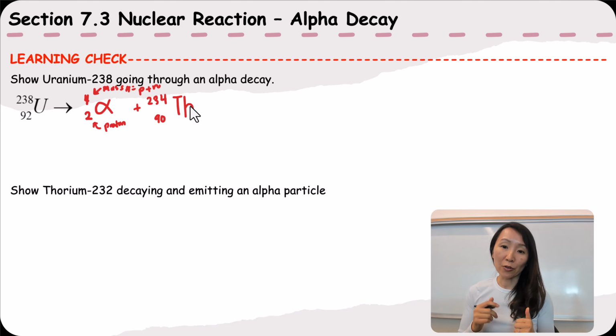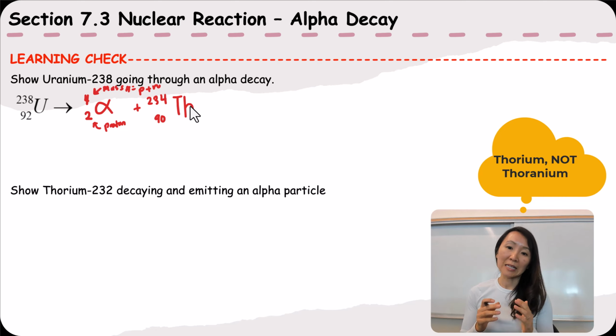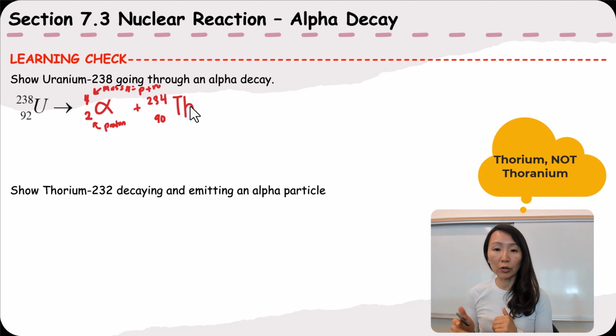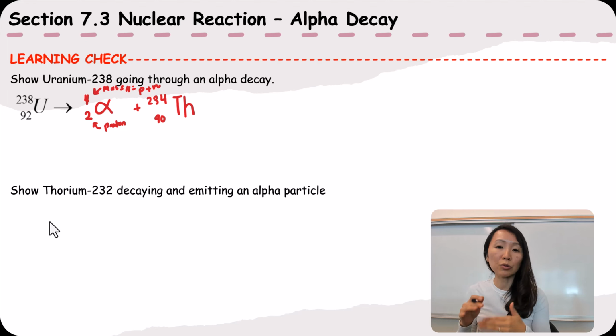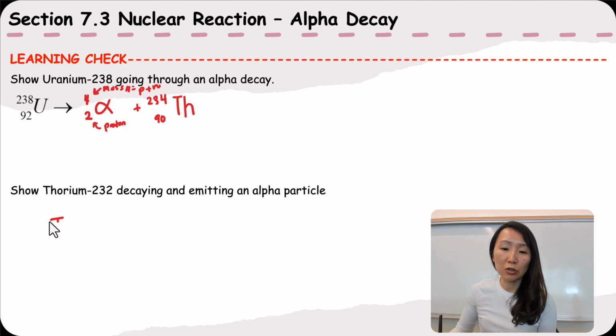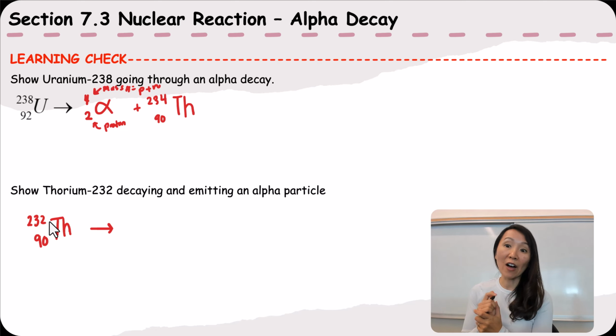Now let's take thorium-232, decaying and emitting an alpha particle. Here I'm not showing an arrow, but I'm asking you to show this entire thing starting with thorium-232. So here's thorium-232, which means that's the mass number, and thorium has an atomic number of 90. Now this is going through a process of alpha decay. And so what is on the right side of the equation? Try this and come back.